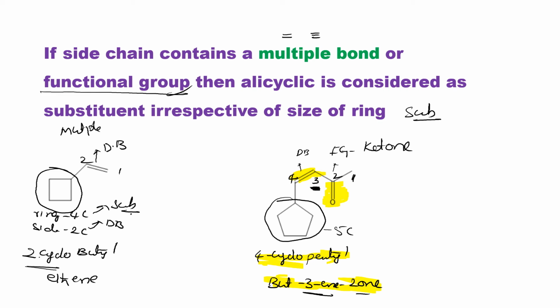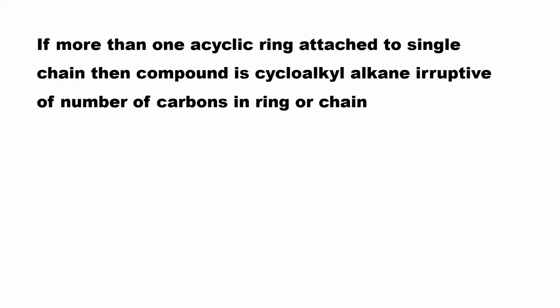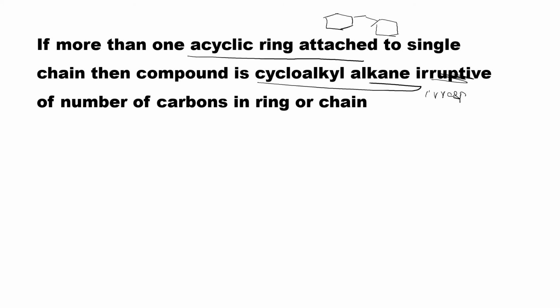Coming to the next one. If more than one acyclic ring is attached, that means two rings are attached like this, then what do we have to do? Then it should be treated as a cycloalkyl alkane, irrespective of the number of carbon atoms.